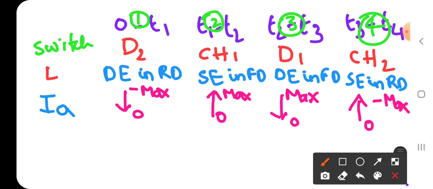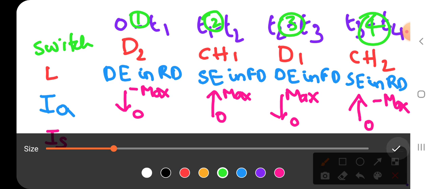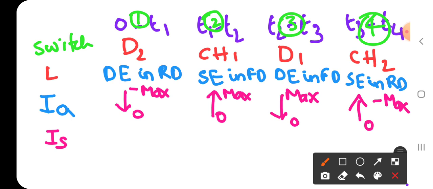Then what about the source current? Same as this: in the first two modes, Is is equal to IA, whereas in the case of the third and fourth modes, Is is equal to 0.